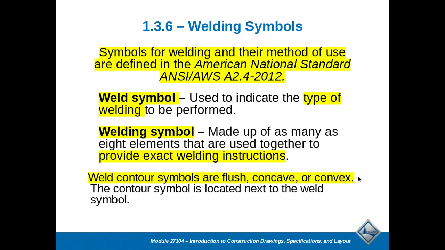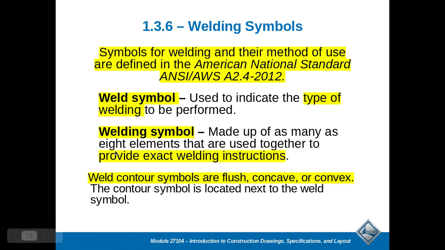Symbols for welding and their method of use are defined in the American National Standard. You'll hear that called ANSI, A2.4.2012. So if you hear ANSI, that stands for American National Standard. The difference between these two, I need you to really pay attention here. We have weld symbol and we have welding symbol. Weld symbol is going to show you the type of weld to be performed, whereas welding symbol is basically giving you the instructions for welding.